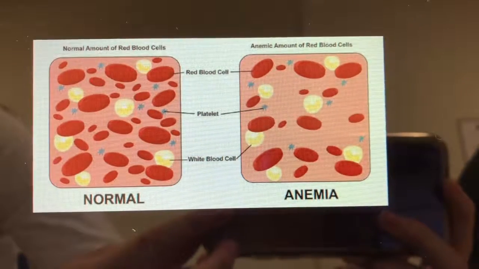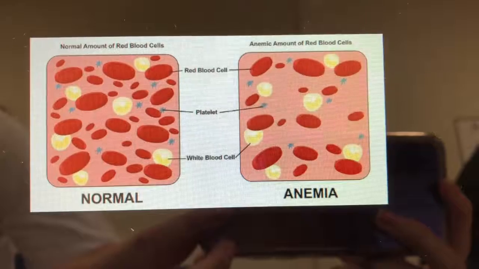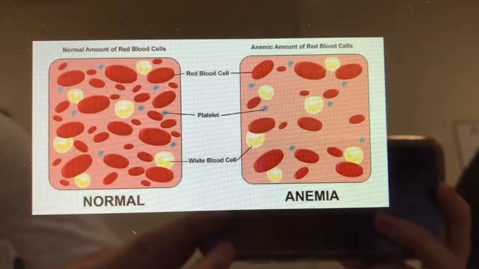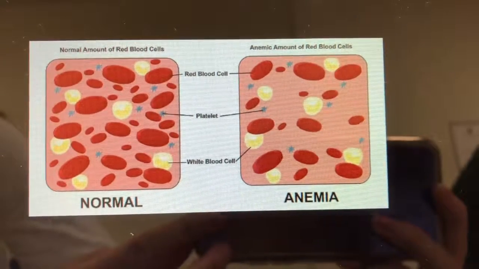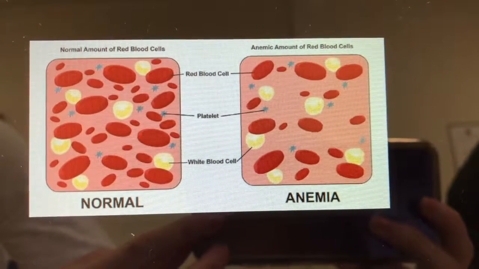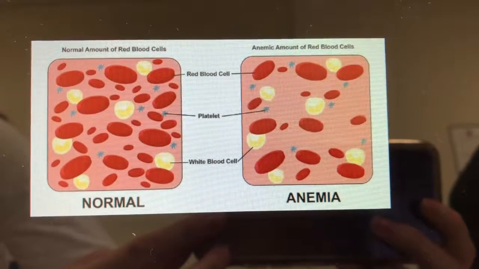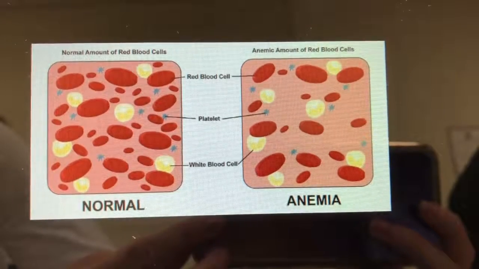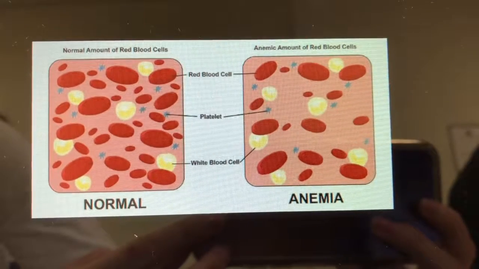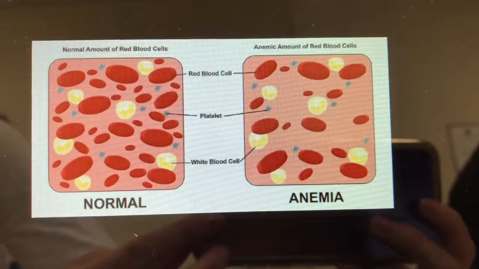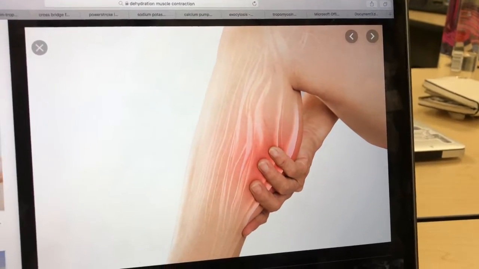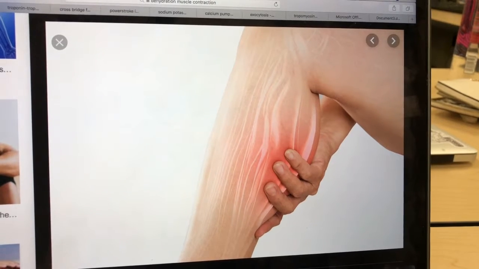It's Lauren, and I'm going to be talking about what happens to muscle contraction if a person is anemic. A common symptom of anemia is muscle weakness, and this is because the muscle does not have enough energy to hold a muscle contraction. Anemia is caused by a lack of red blood cells, which you can see in this picture, and red blood cells are used to carry the oxygen to muscles during exercise. If there is not enough oxygen, then the muscle will lose valuable ATP and then lose its ability to function and contract.